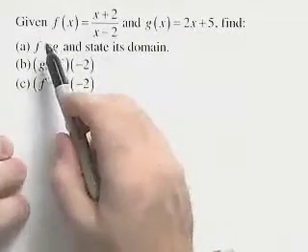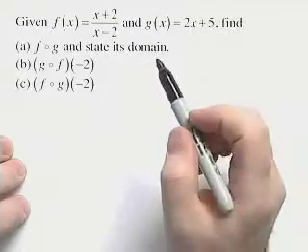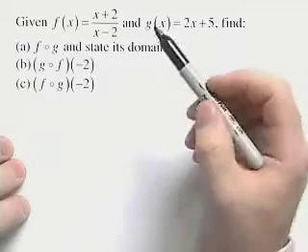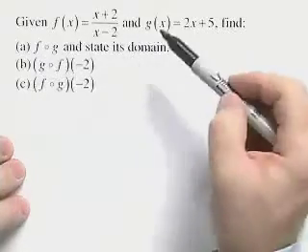For this problem, we're going to find the composition of two functions, then evaluate a composition at a given value. Here we're given f of x is equal to (x plus 2) divided by (x minus 2), and the second function g of x is equal to 2x plus 5. For these two functions, part A we want to find the composition f of g and state its domain.